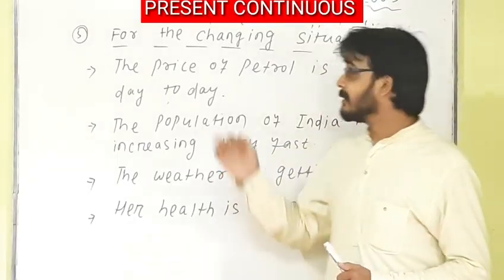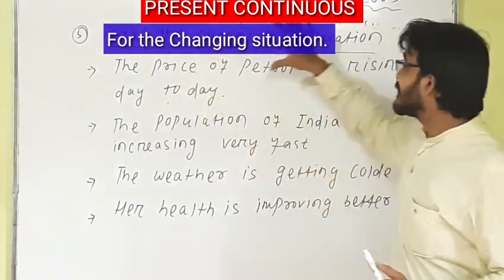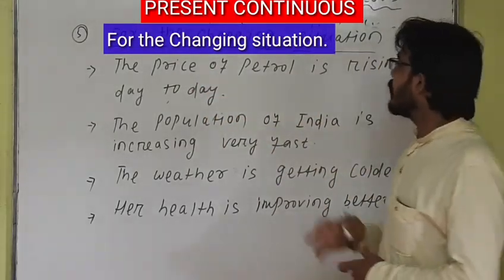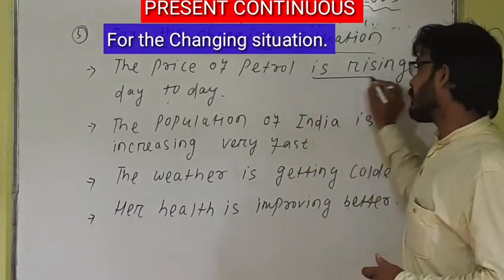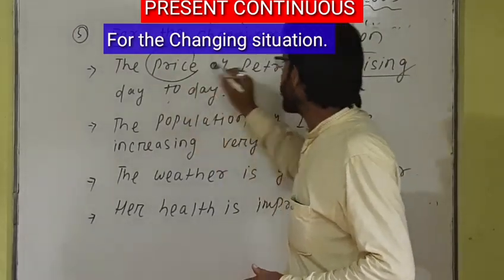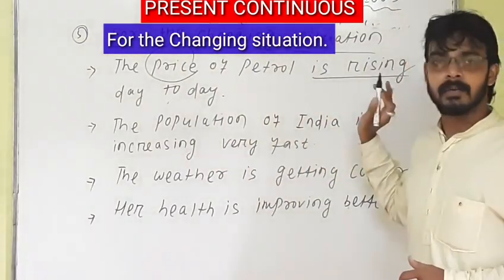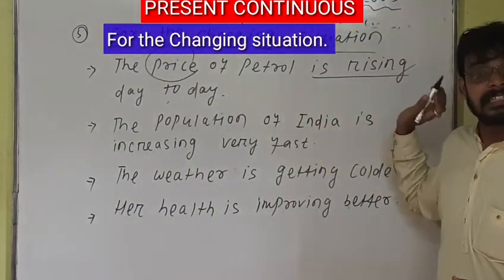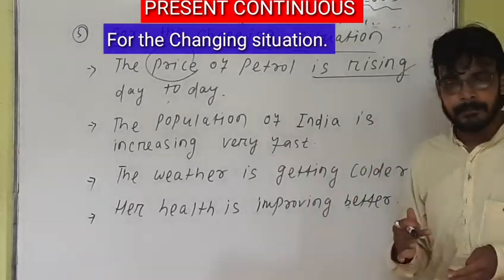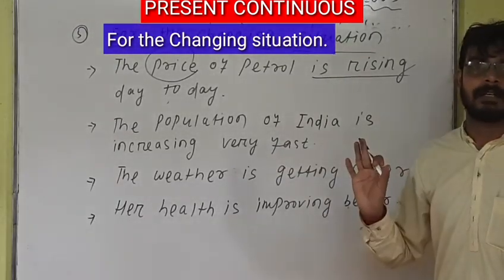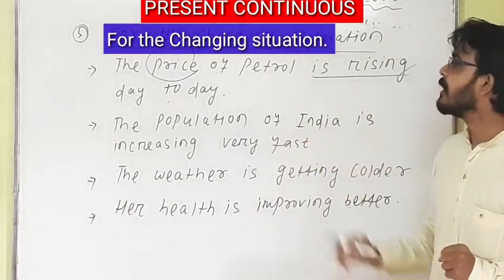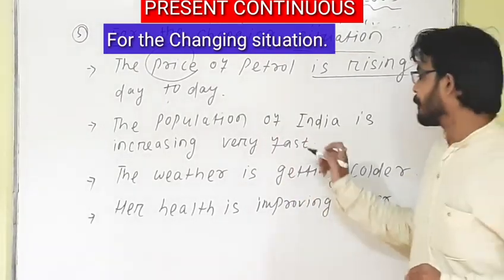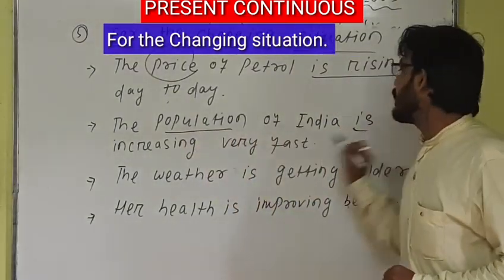Okay. The next use is that present continuous is used for a changing situation. The price of petrol is rising day to day. The population of India is increasing very fast. That means here, changing situation. It may be in a negative way, it may be in a positive way. Negative or positive. The price of petrol is rising day to day. This is negative. The population of India is increasing very fast. This is also negative.